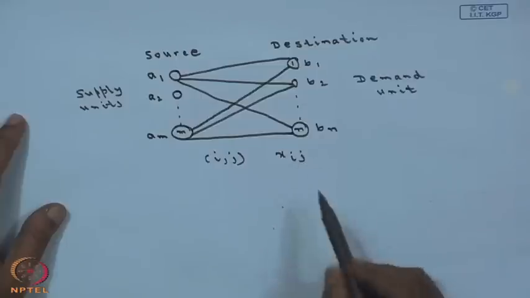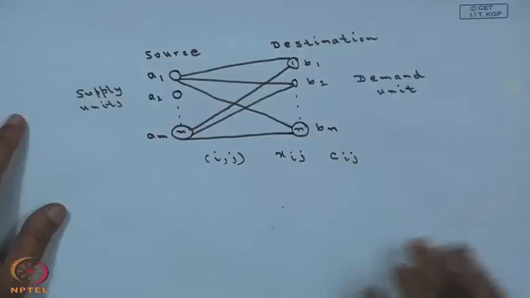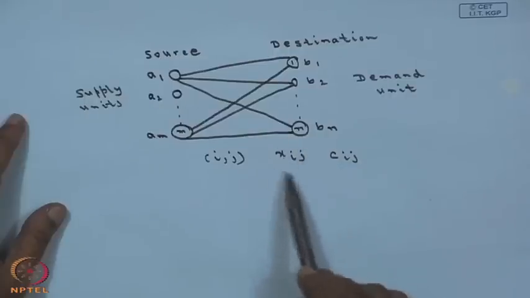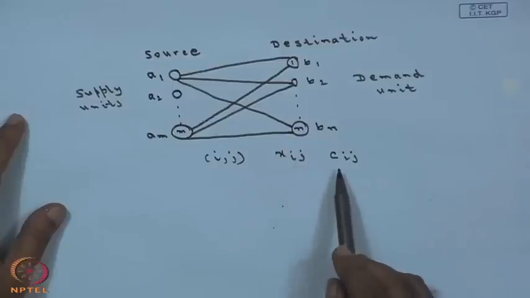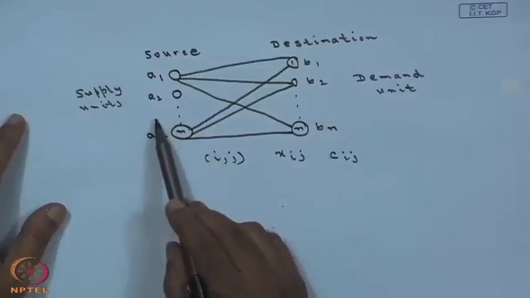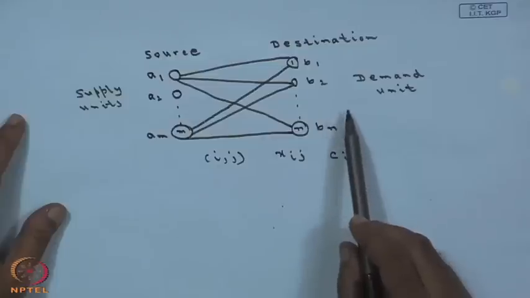And what is the cost of the transportation? We can assume that it is Cij. So, basically I have to transport xij units from the ith source to the jth destination, and the cost of transportation will be Cij. The amount of supply at source i obviously is Ai, and the amount of demand at destination j on this side is Bj.